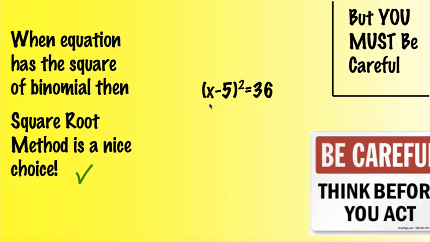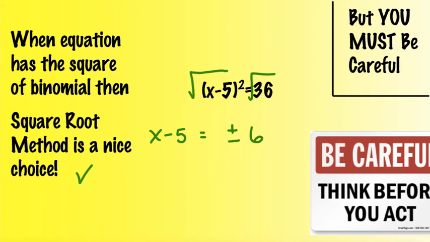You first want to isolate the square, which it is here because this binomial is being squared. So I take the square root of both sides. But be careful. You must think before you act. When you take that square root of both sides, there is both a positive and a negative 6 because we're taking the absolute value. So we need to realize that we have both positive and negative 6 for that square root of 36.